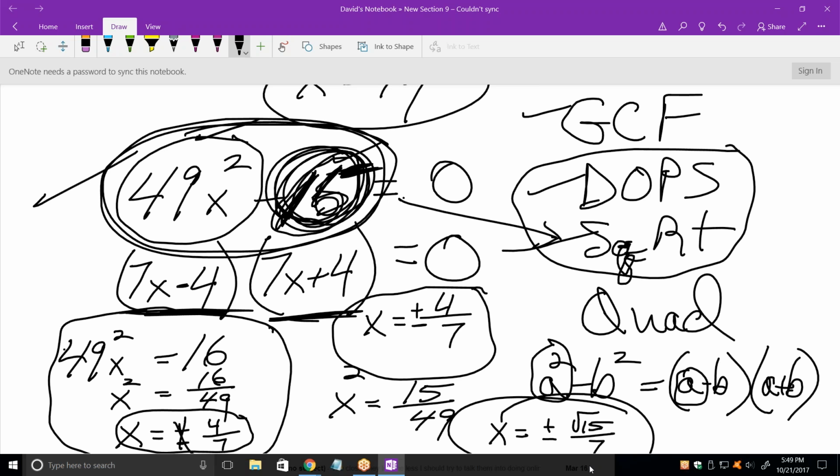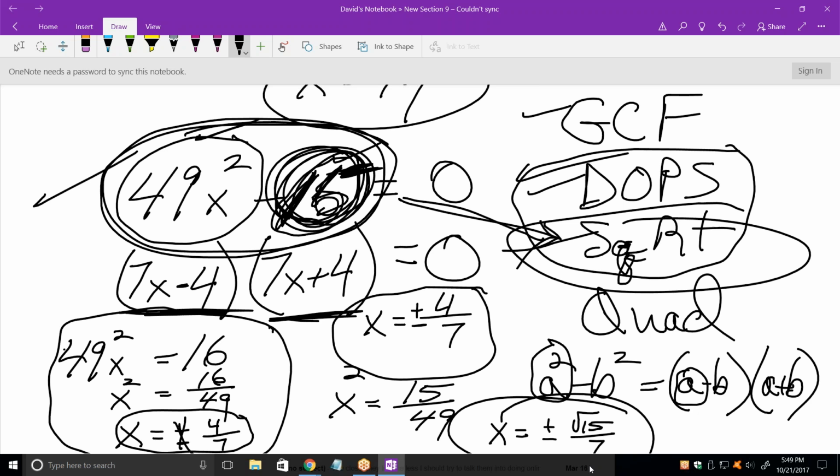So in real life, it's probably the more common method. You're going to run across more problems that you would use this to solve as opposed to DOPS. But on tests in algebra class, they're going to give you a lot of DOPS. They like difference of perfect squares. They just want to make sure that students will recognize difference of perfect squares.